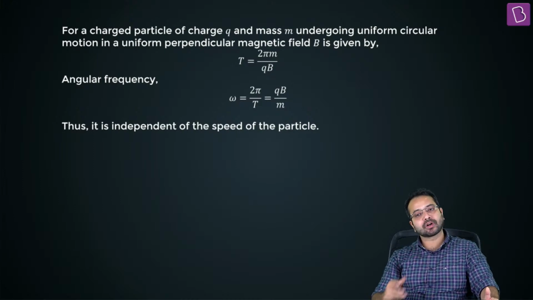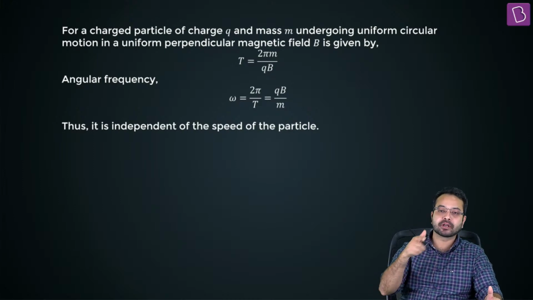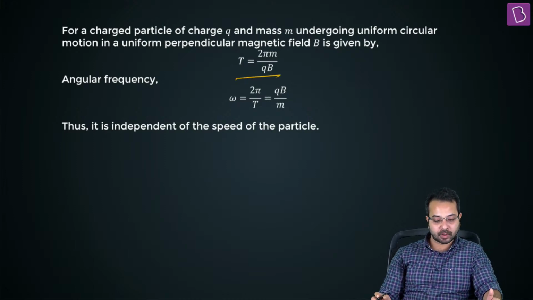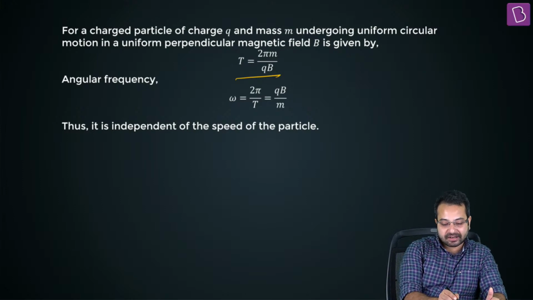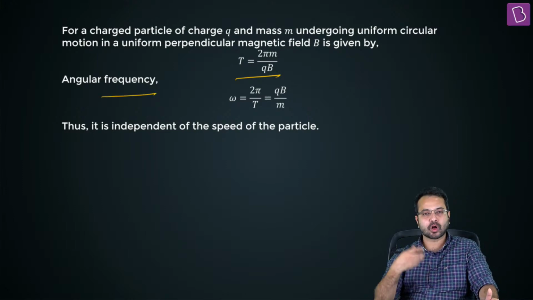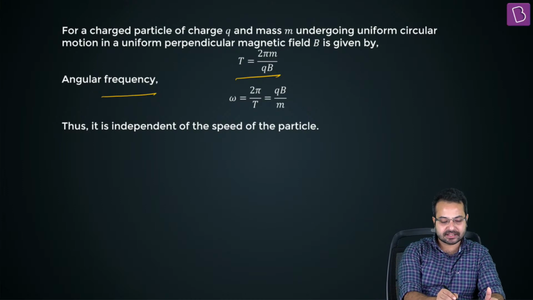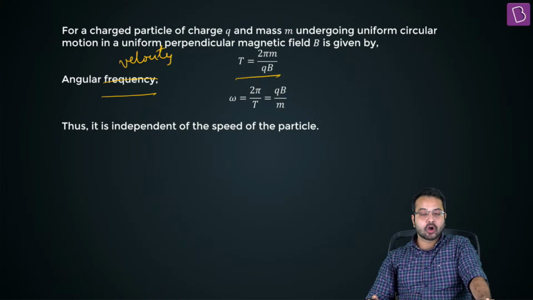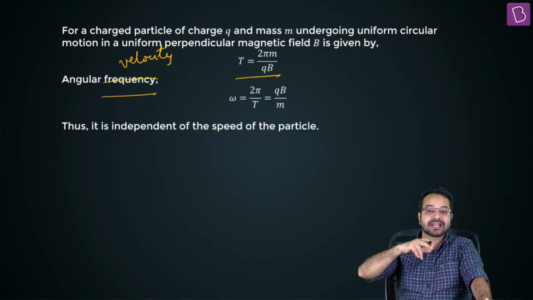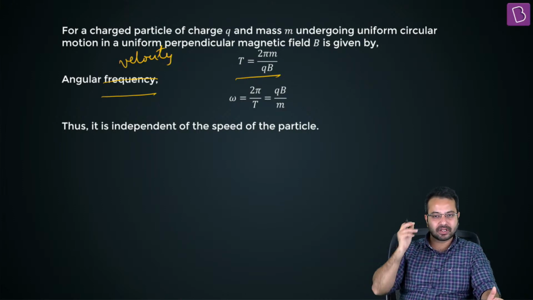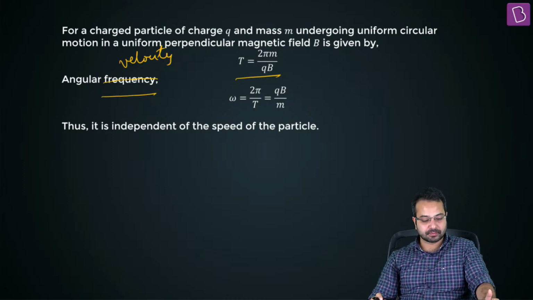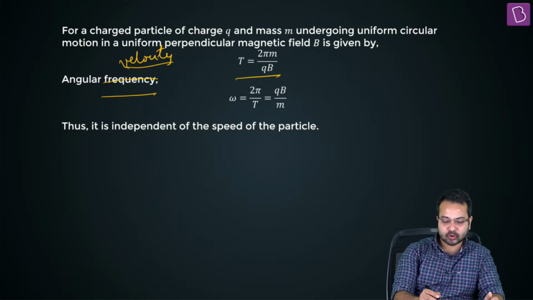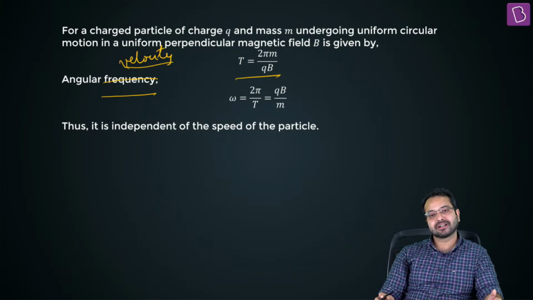First of all, what is the time period of a particle doing circular motion in a uniform magnetic field? It is T equal to 2 pi m upon qB. What is the angular frequency? Or we should say angular velocity in this case. The angular velocity and angular frequency in this case are the same, so we can use them interchangeably, but strictly speaking, this is angular velocity. So the angular velocity is omega equal to 2 pi upon the time period.